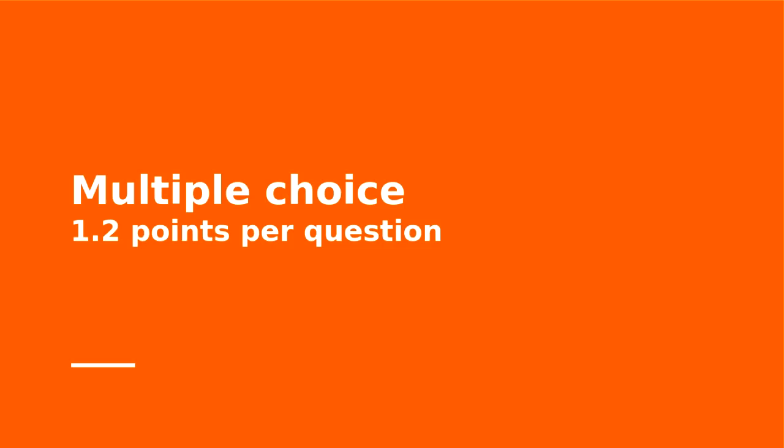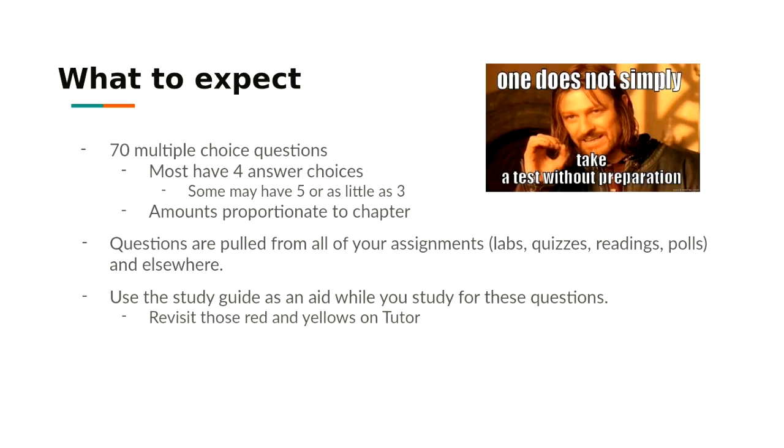Okay, multiple choice. So 1.2 points per question. And I did it that way because it totals up to like 99. So what to expect? You have 70 multiple choice. Most of your multiple choice questions will have 4 answer choices. Some might have 5 or some might have 3, but most of them have 4.